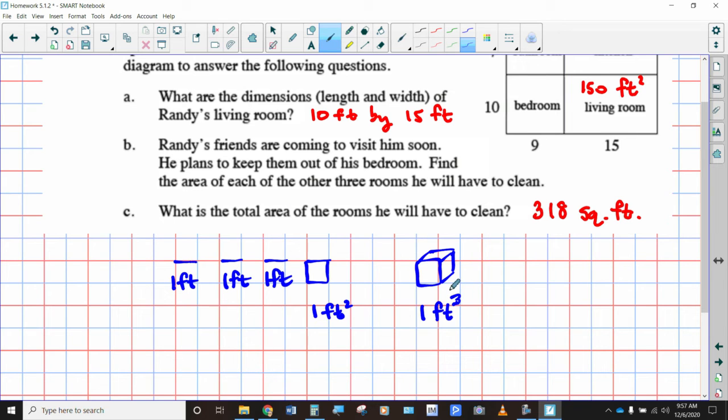We'll get more into that later. In the meantime, if you're ever confused about where that exponent, the number 2, goes for square feet or square inches or square miles, then don't use it. Just use the words. That works just fine for declaring your answer. 318 square feet in words is perfectly acceptable.